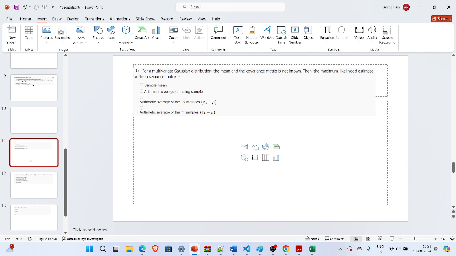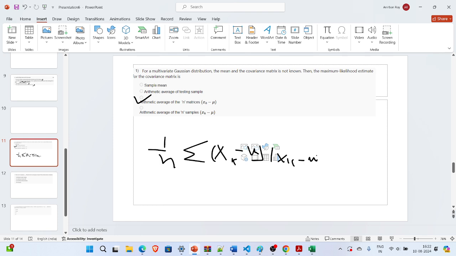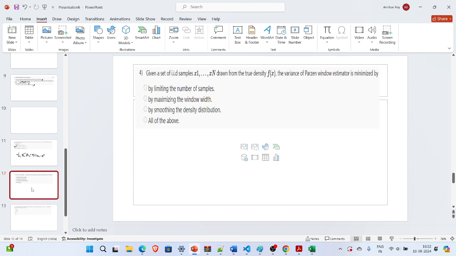Arithmetic average of the n matrices. So this is the answer. The sample covariance, sample variance. So this is the likelihood. What we'll get is 1 by n summation over xk minus mu. This is the real expression. From the notes I think you can do it.